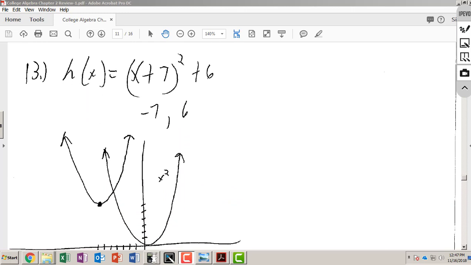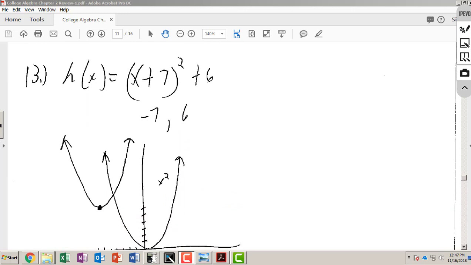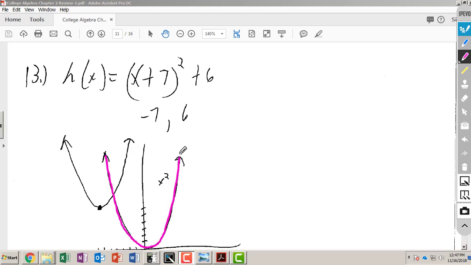On this next one, we have h of x equals (x plus 7) squared plus 6. To graph this, the directions tell us to begin by graphing the standard quadratic function f of x equals x squared. So here's my graph that I drew up, f of x equals x squared. Notice I'm at 0, 0, and there's what my graph looks like.